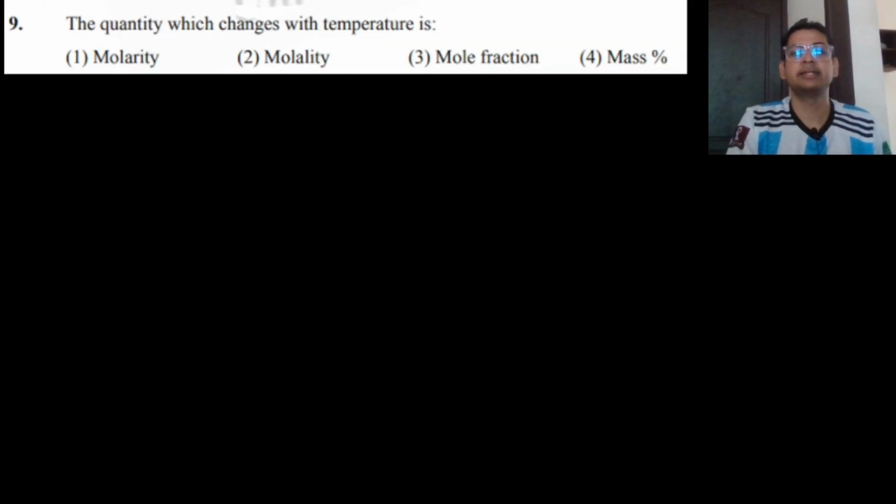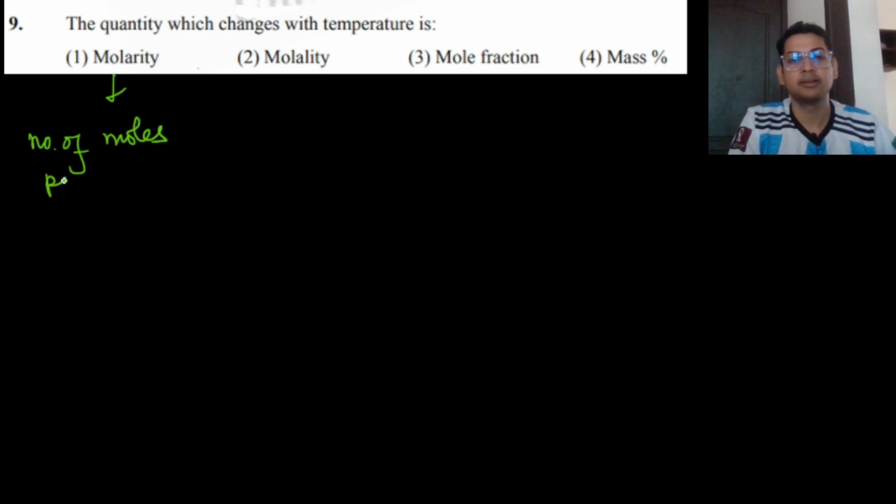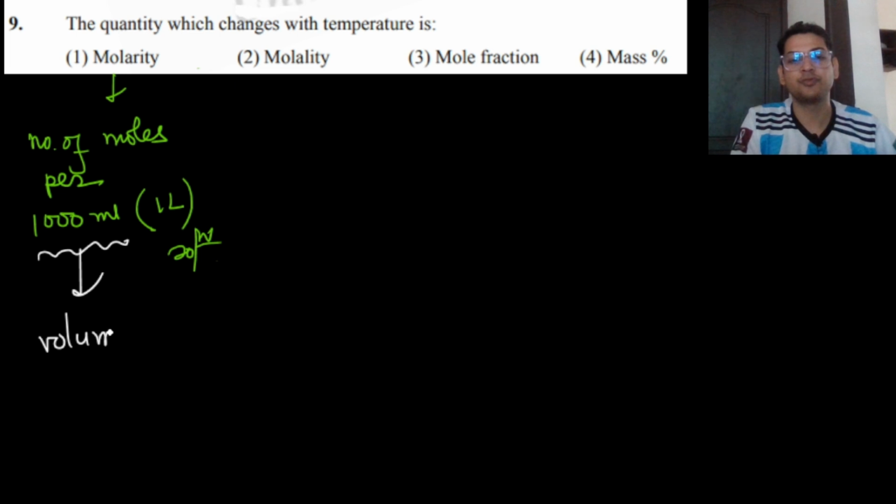Okay, the quantity that changes with temperature. This is from the solution chapter, some basic concept. We can say molarity. Already we have done it: number of moles per 1000 ml, or 1 liter of solution. Here we have a volume factor, and volume depends upon temperature.